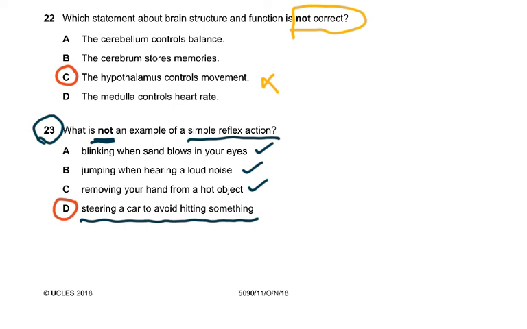Steering a car to avoid hitting something. I mean, you're driving and there is something in front of you and you just steer your car to one side to prevent it hitting that object. Well, that is not an example of a simple reflex action. So in all these three, you can see these were all examples of a simple reflex action, while this was not an example, so the answer is D.